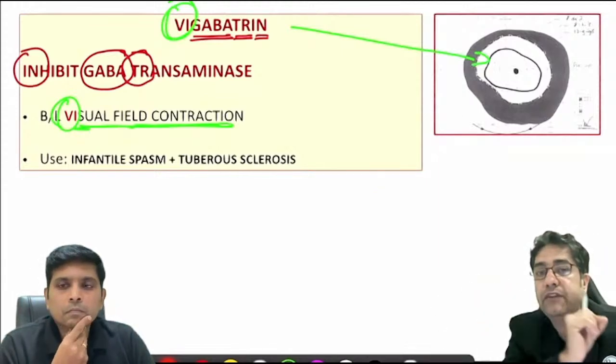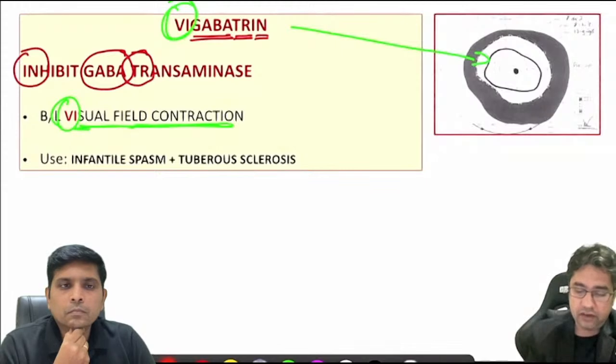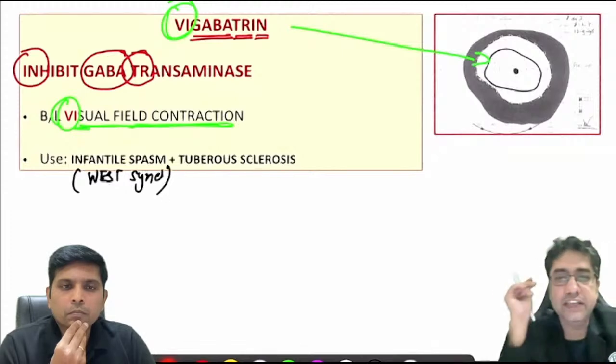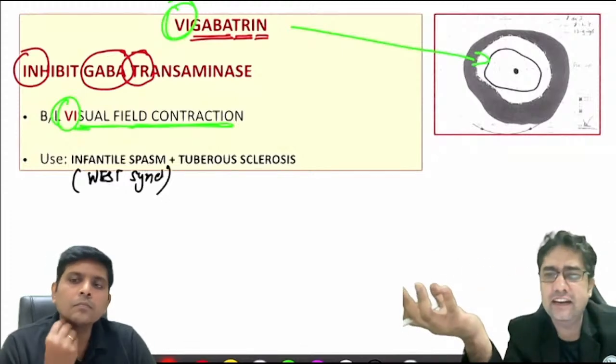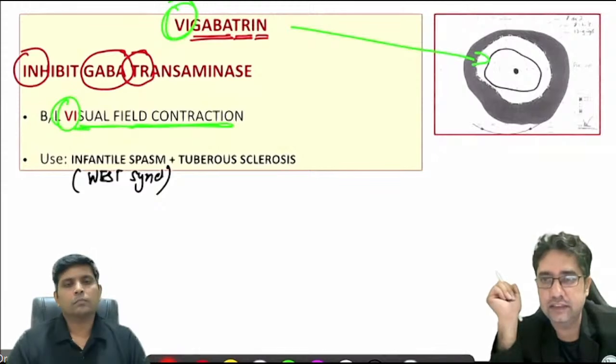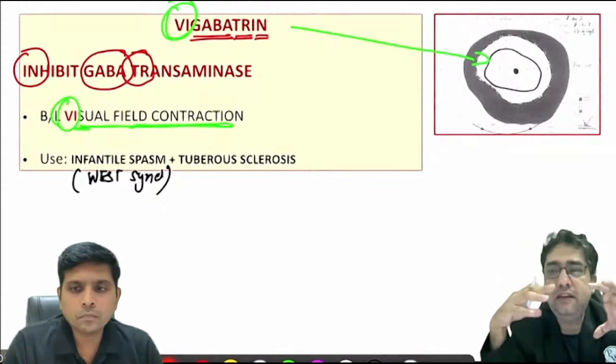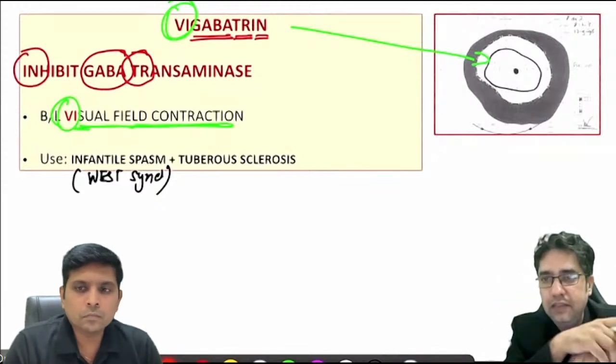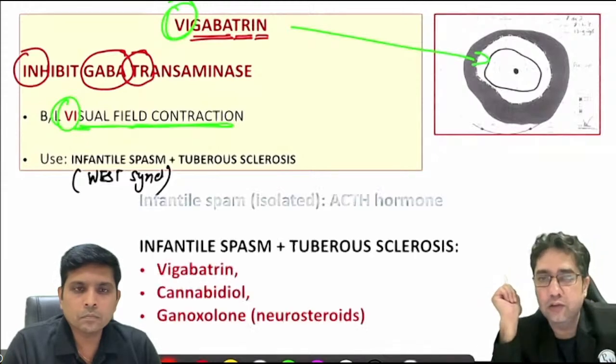Now, where is vigabatrin used? It is given for infantile spasm, which Sir has told as West syndrome. West syndrome with some genetic conditions like tuberous sclerosis. Now, what is the treatment of infantile spasm? Let's solve that controversy also.